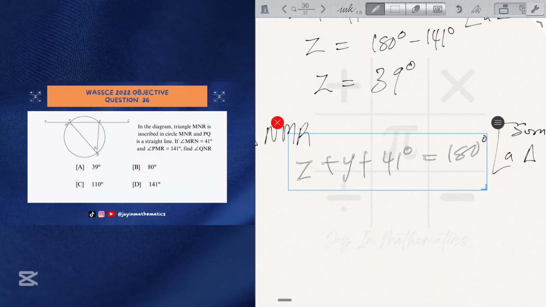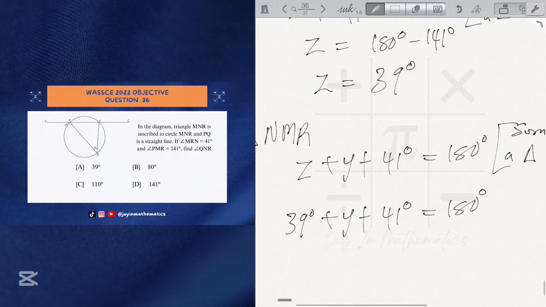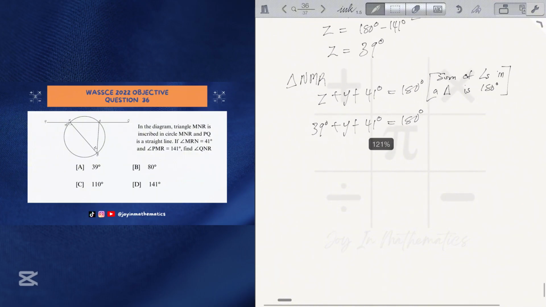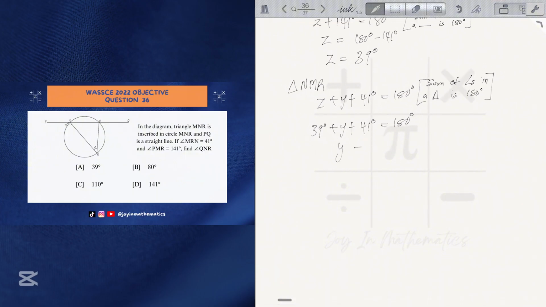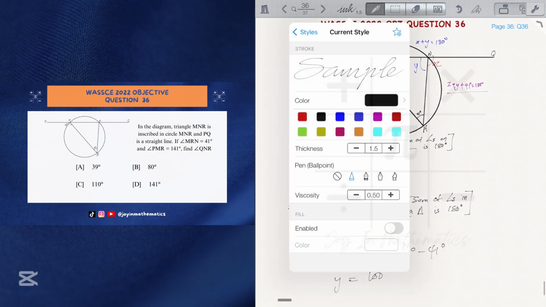Duplicating this, we have Z to be equal to 39 degrees. So with that, we can calculate Y. So Y will be equal to 180 degrees minus 39 degrees minus 41 degrees. So we have Y to be equal to 100 degrees, because 39 plus 41 is equal to 80 degrees. Now with that done, we have Y to be equal to 100 degrees.